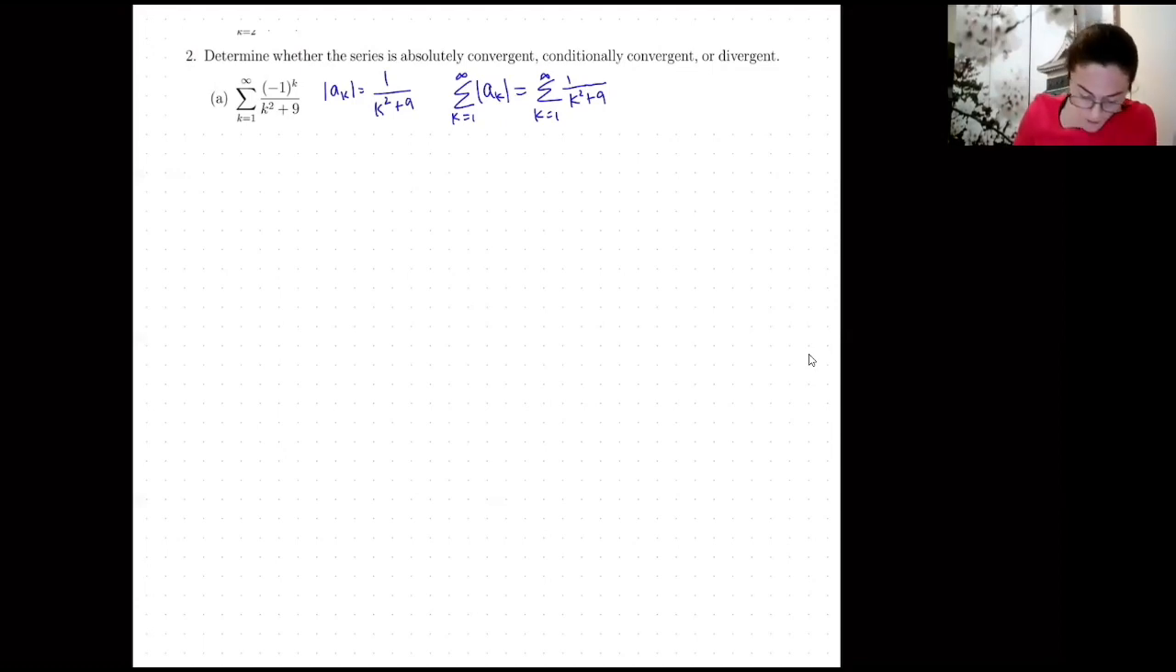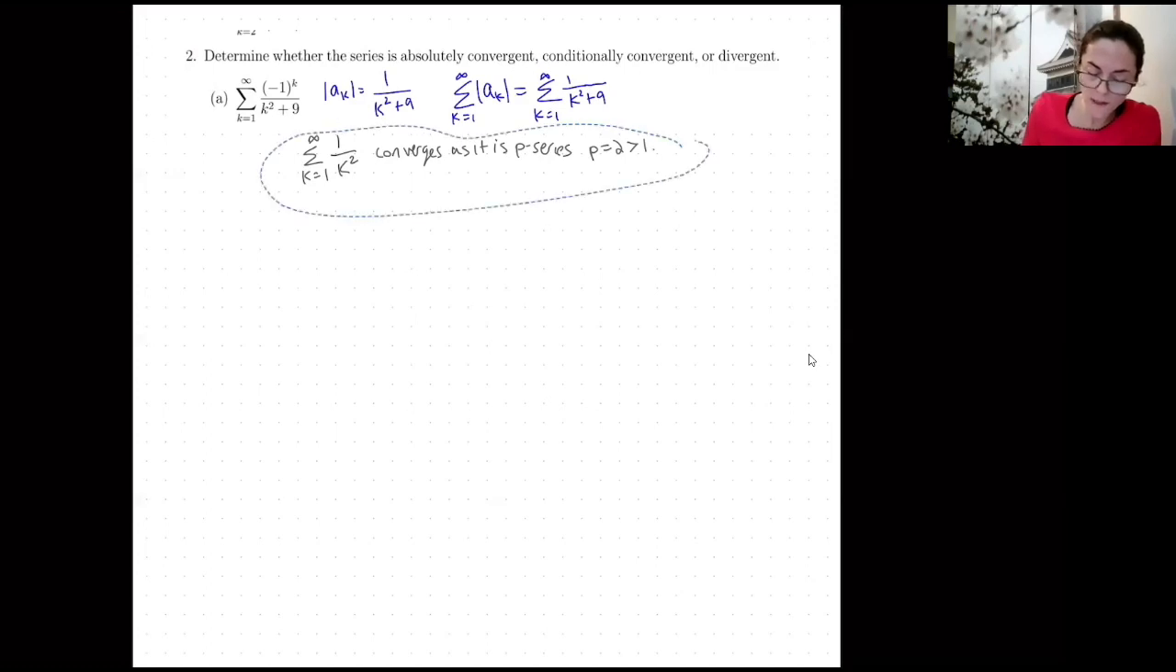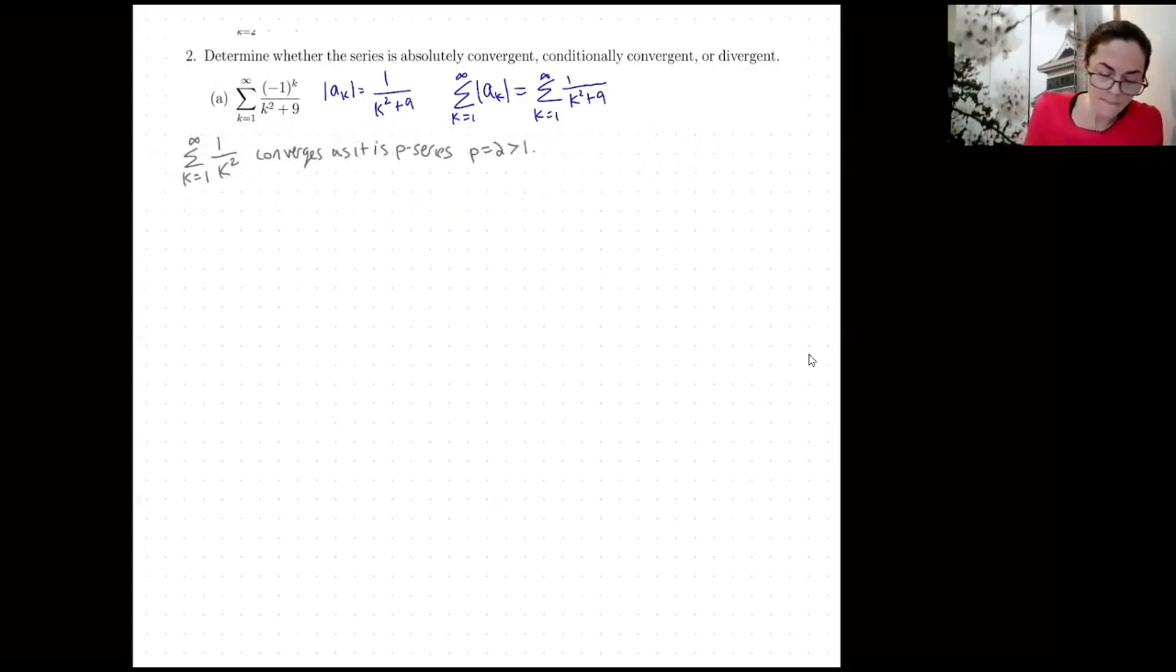And in fact, with this one, you notice that this series converges as it is a p-series with p equals 2, greater than 1. P-series, p equals 2, bigger than 1. And we have that 0 is less than or equal to this, which is less than or equal to 1 over k squared. Right? Because bigger denominator means smaller fraction.